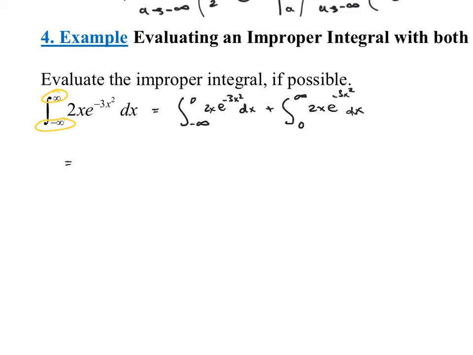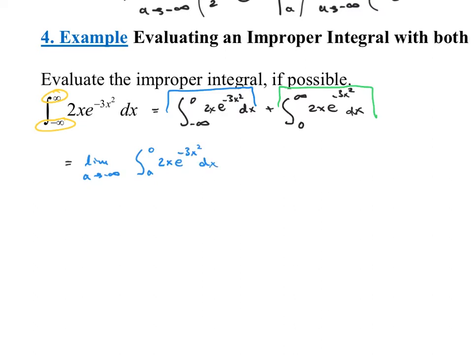So look, I'm going to do each one of these as an individual case. I'm going to say the blue one is the first one, and the green one is the second one. So the blue one is the integral from negative infinity to 0. Let's look at just the blue one right now. So I'm going to replace that negative infinity with a letter. So I'm going to say the limit as a goes to negative infinity of the integral from a to 0 of 2x e to the negative 3x squared dx.